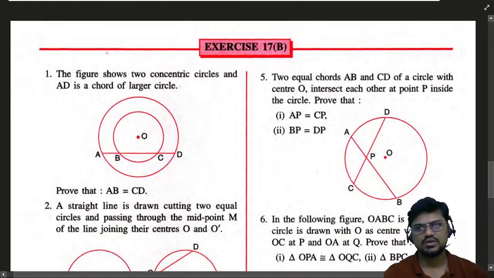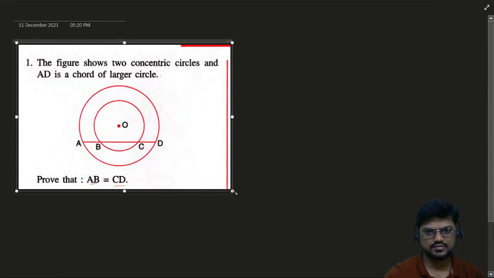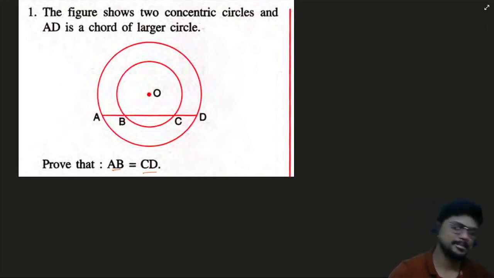Okay. Now what is given? The figure shows two concentric circles and AD is a chord of the larger circle. Prove that AB is equal to CD. How can we prove it? Sir, they are concentric circles. So there is a theorem telling us about concentric circles.